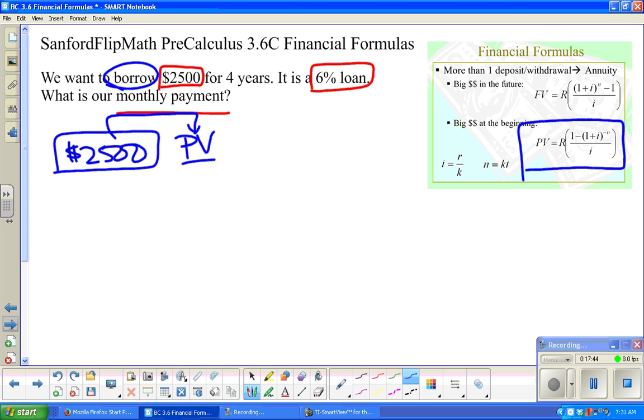Okay. N is going to be K times T. Well, we're making monthly payments for 4 years. I is 6% interest, so 0.06 divided by the number of payments per year, because this is the percent per year. So I need the per year number here. So this is going to be over 12 because it's monthly.